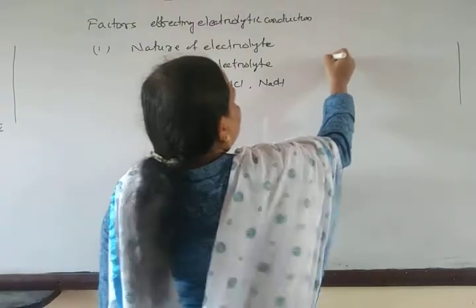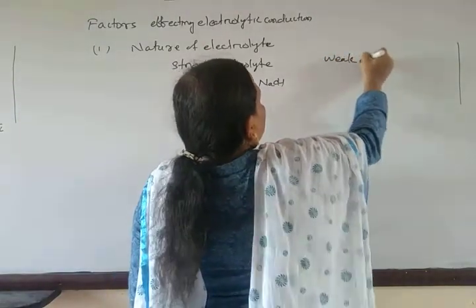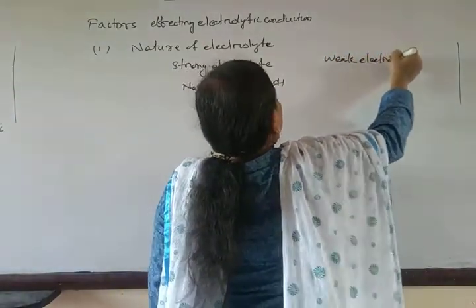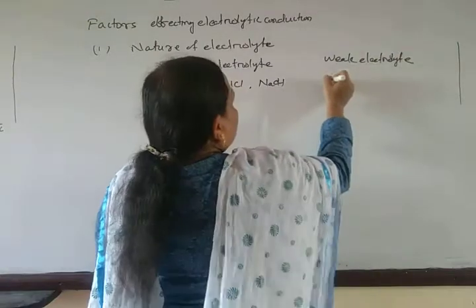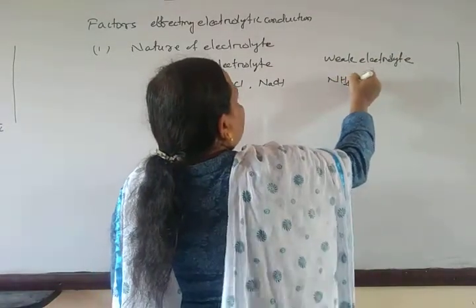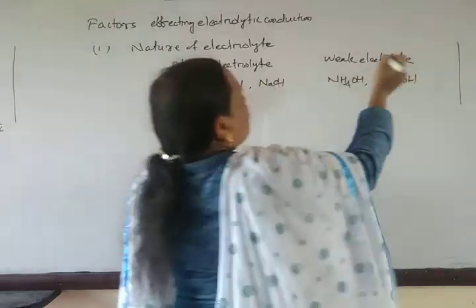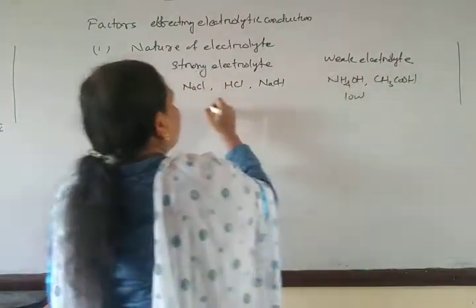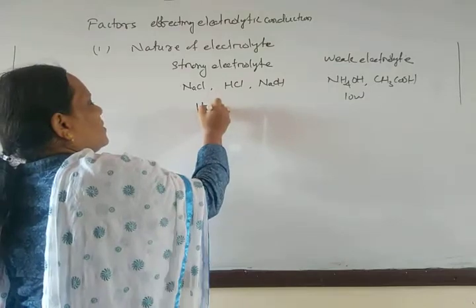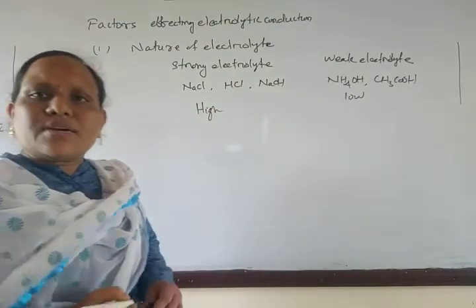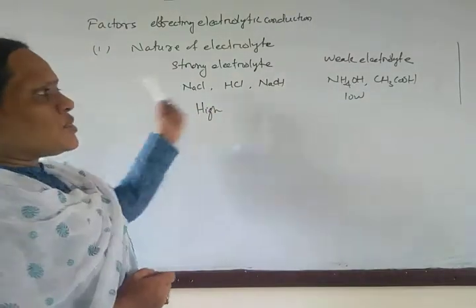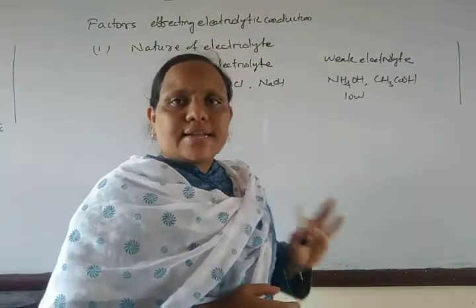Whereas for weak electrolytes like ammonium hydroxide, acetic acid, etc., the conductance power is low, because strong electrolytes ionize almost completely and weak electrolytes ionize only slightly.